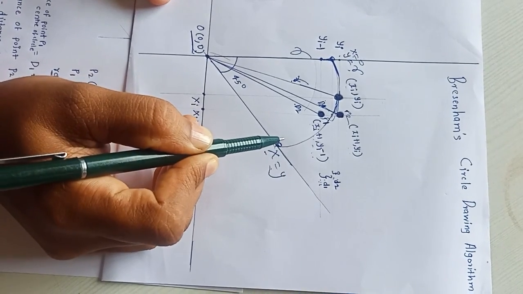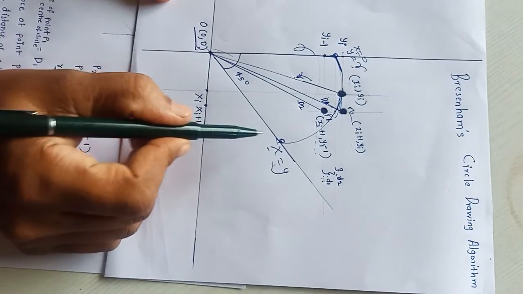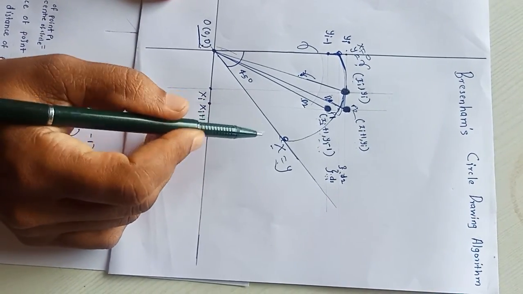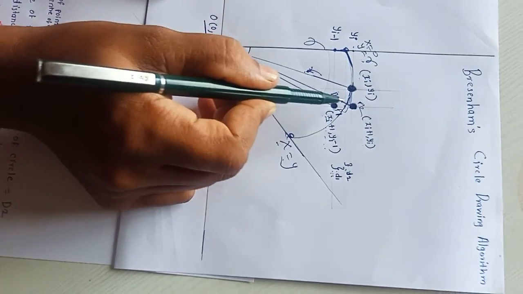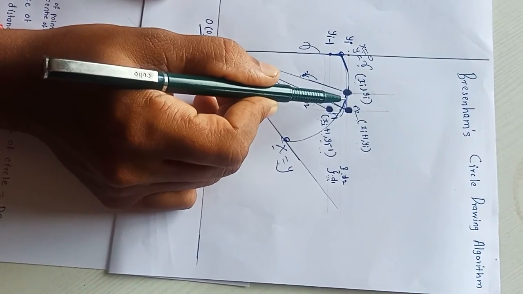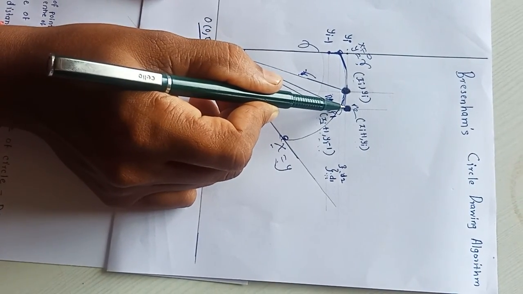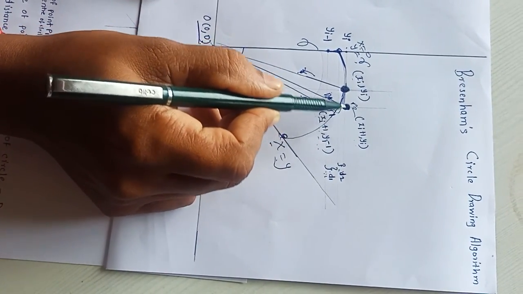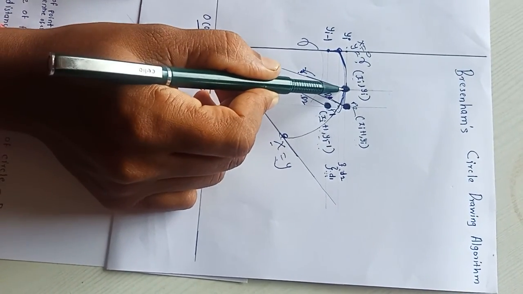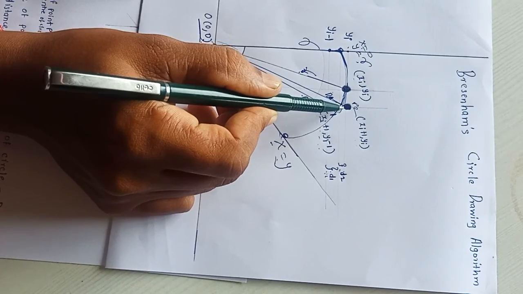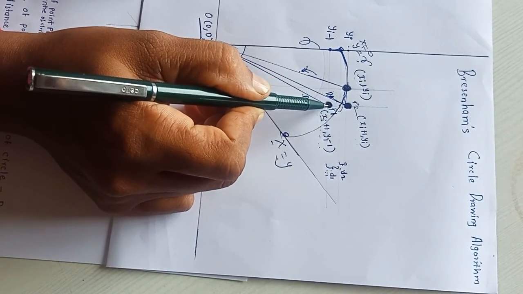What is the 8-way symmetricity of the circle? By using 8-way symmetricity, all the remaining 7 parts of the circle can be generated. So here one thing you should remember is how to decide which pixel to select: whether the adjacent pixel is selected, that is the pixel which is just next to the given or current pixel, or the pixel which is below the next adjacent pixel.